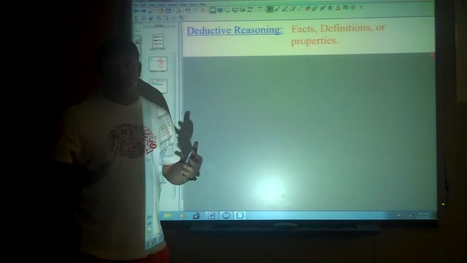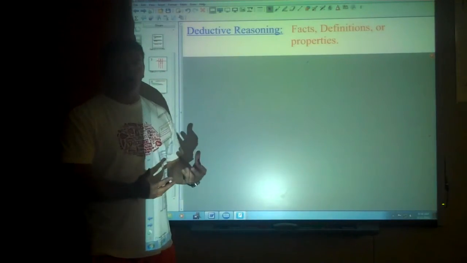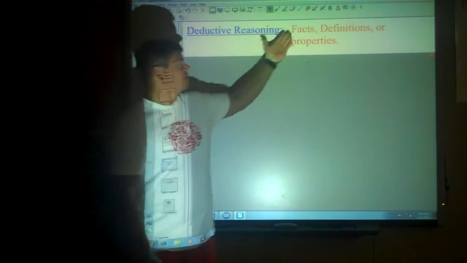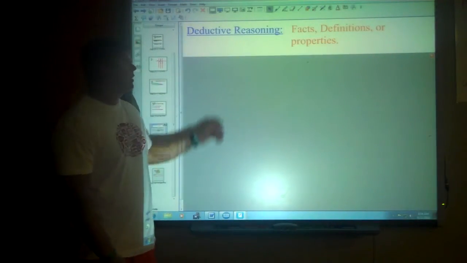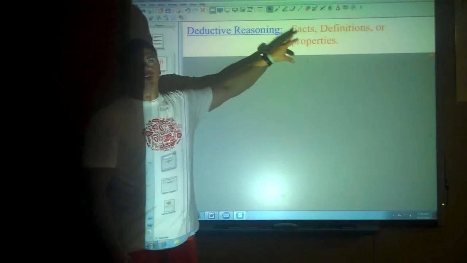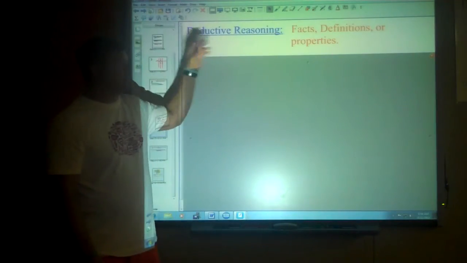Brilliant deduction, Dr. Watson. Because everything that Dr. Watson was giving him was based on facts, definitions, or properties of the case itself, the facts of the case. So this is not something that's based on observation. This is based on facts we find.